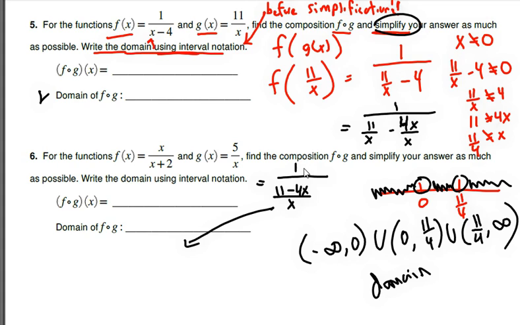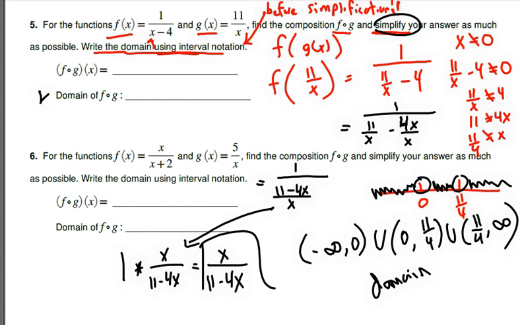And then, instead of having a numerator divided by a denominator, I'm going to write the numerator times, flip it, the reciprocal of the denominator. So x over 11 minus 4x. And 1 times anything is the anything. So we have x over 11 minus 4x. That's the answer for our simplified version.